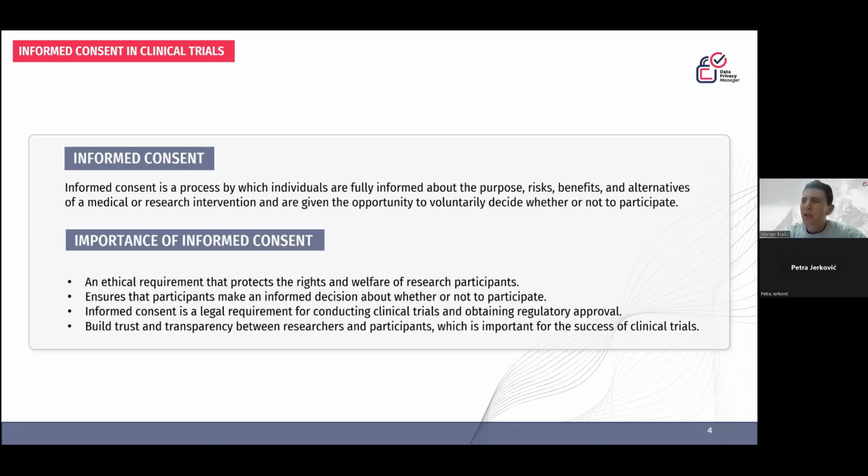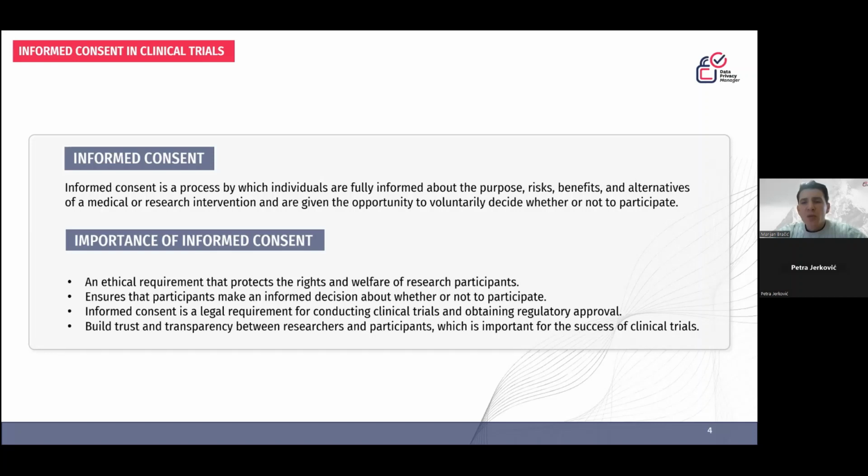Informed consent is important for several reasons. First and foremost, it is an ethical requirement that protects the rights and welfare of research participants. It also ensures that participants make an informed decision about whether or not to participate, based on a clear understanding of the study's purpose, procedures, risks, and benefits.